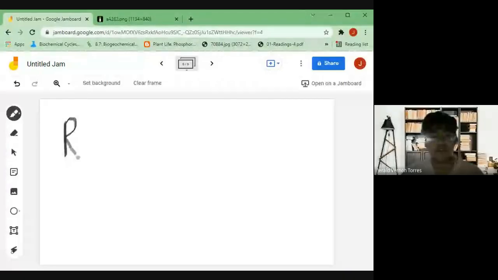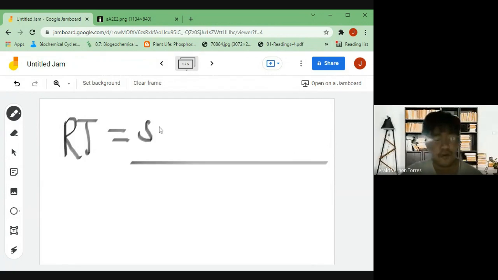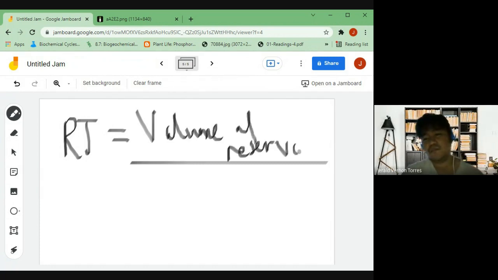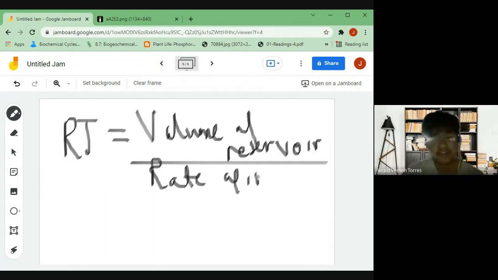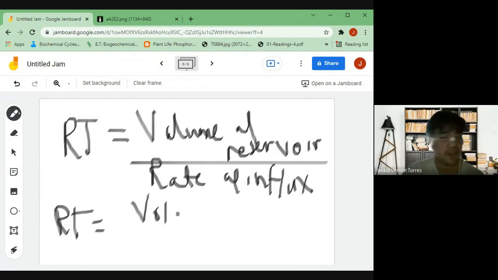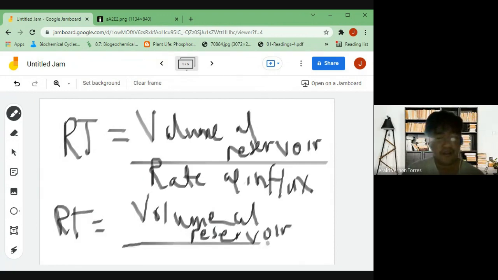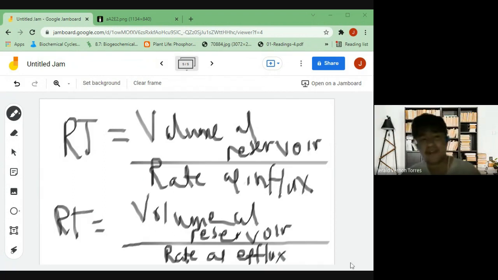So tatandaan ninyo, to compute for the residence time, pwedeng ang gawin natin, we have the size, or the volume, no? Let's just have volume. Volume is a better term. Volume of reservoir divided by yung bilis ng pagpasok ng material or paglabas ng material. Thus, you can divide it by the rate of influx. No? Pwedeng rate of influx or amount ng material na pumapasok do sa reservoir. Or if you don't want to use the influx, pwede mo rin naman gamitin yung efflux. So we have volume of reservoir divided by rate of efflux. And pag sinabi nyo class na rate of efflux, ito yung bilis class ng paglabas ng material from the reservoir.